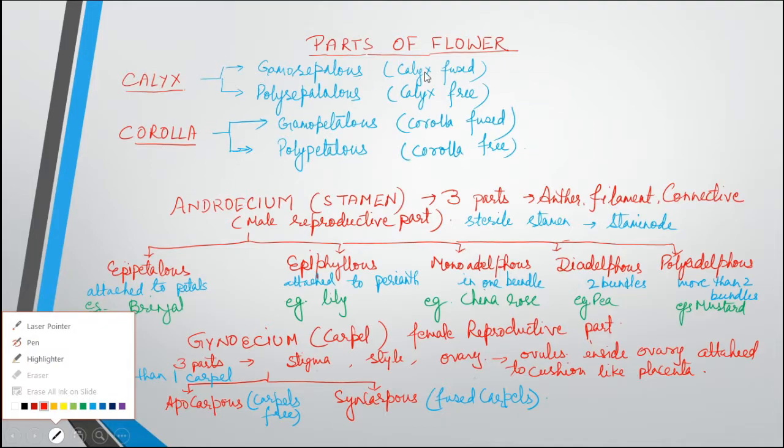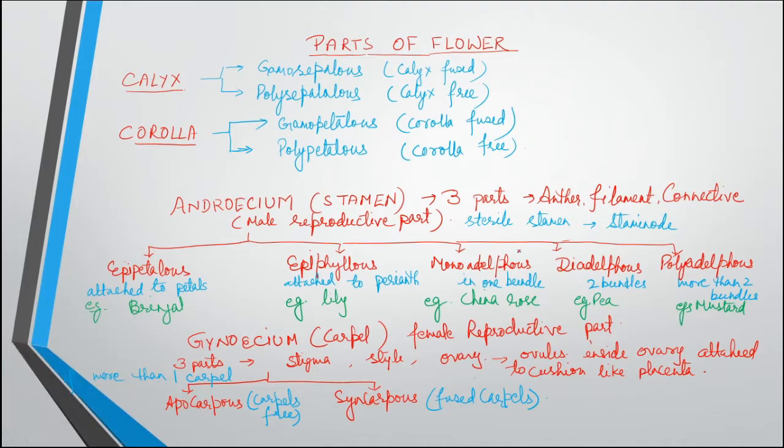Calyx are of two types. When they are fused, gamosepalous. When calyx are free, known as polysepalous. In the same way, when corolla are fused, they are known as gamopetalous, and if they are free, known as polypetalous. Now androecium or stamen has three parts, that is anther, filament and connective, and is the male reproductive part of the flower. In some plants the stamen is sterile, then it is known as staminode.